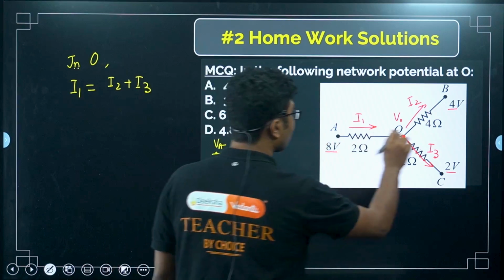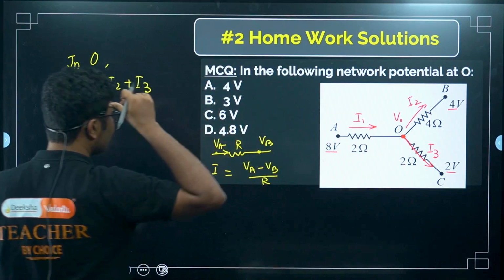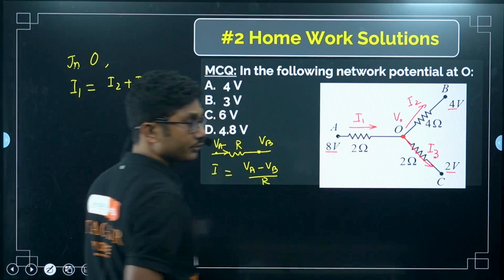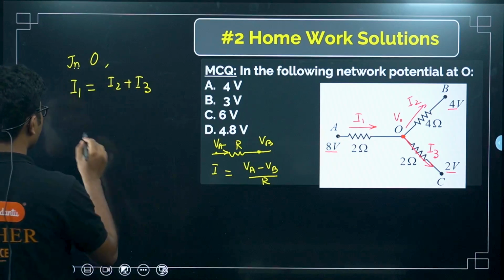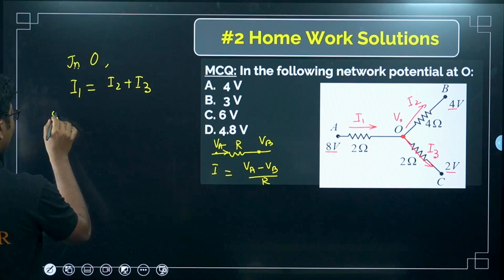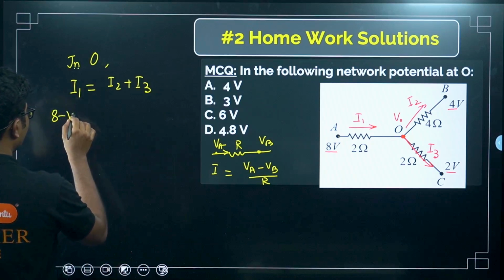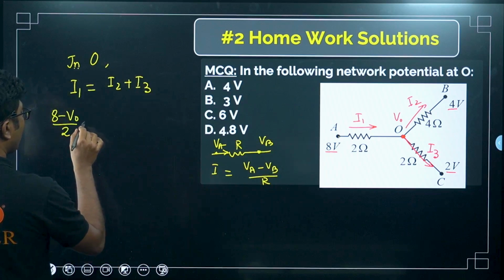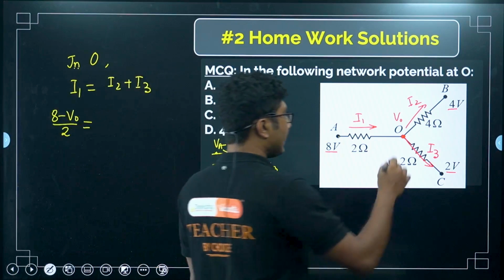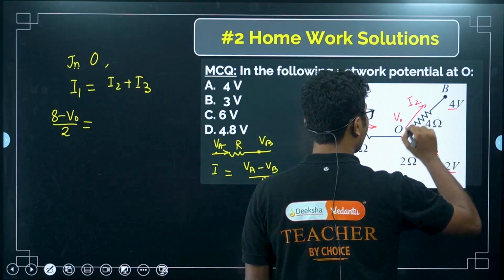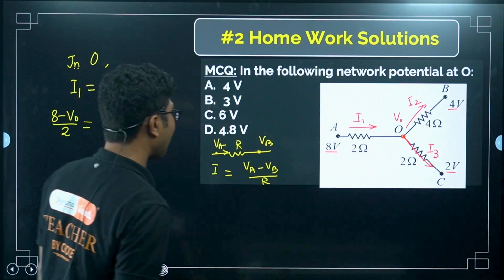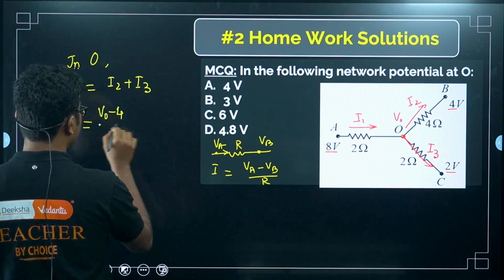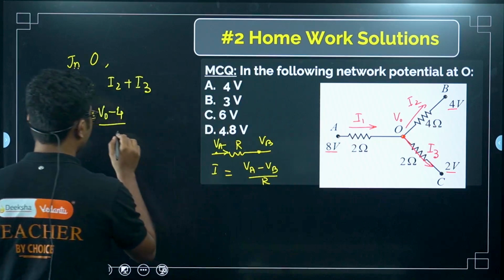So similarly here also we will apply the oldest form of Ohm's law that you have learned. Current is flowing from higher potential to lower potential. If you remember that, current always flows from higher potential to lower potential. So I1 is 8 minus VO divided by the resistance 2 ohm. Okay, equals to, now what is I2? Here also current is flowing from higher potential to lower potential. So VO minus 4 divided by the corresponding resistance 4 ohm.